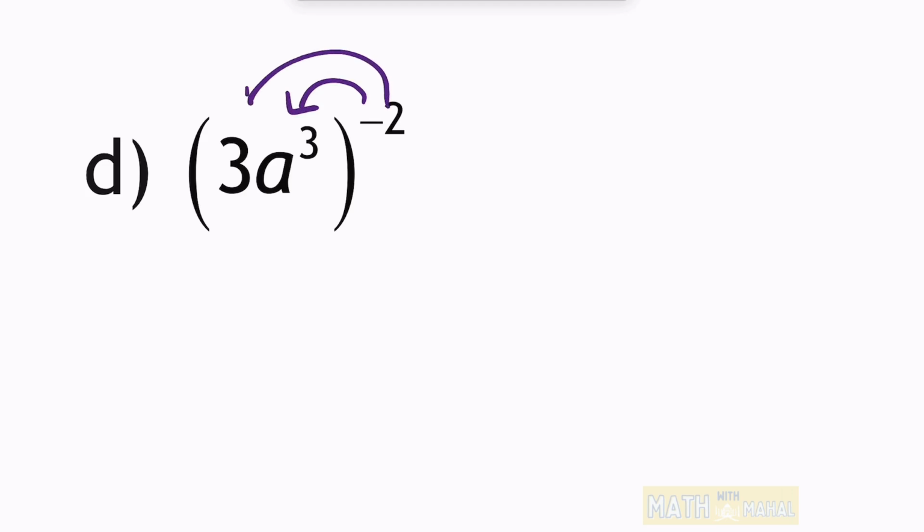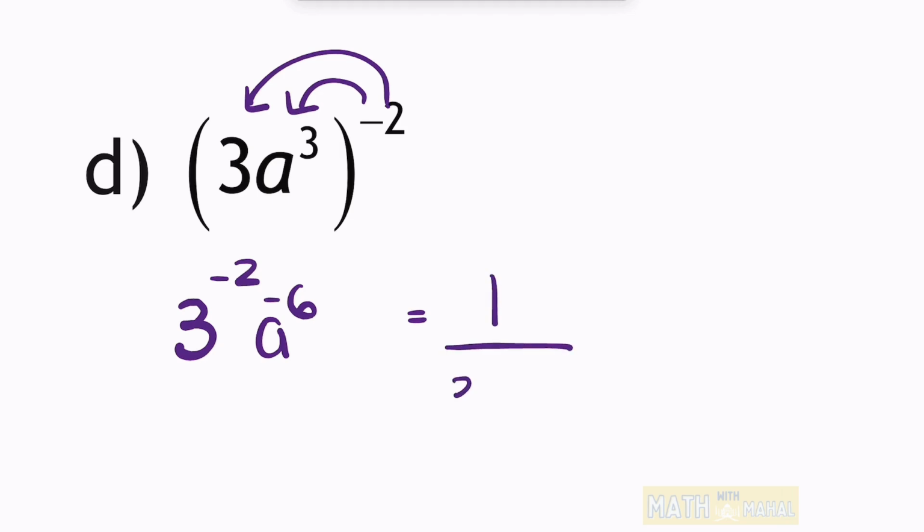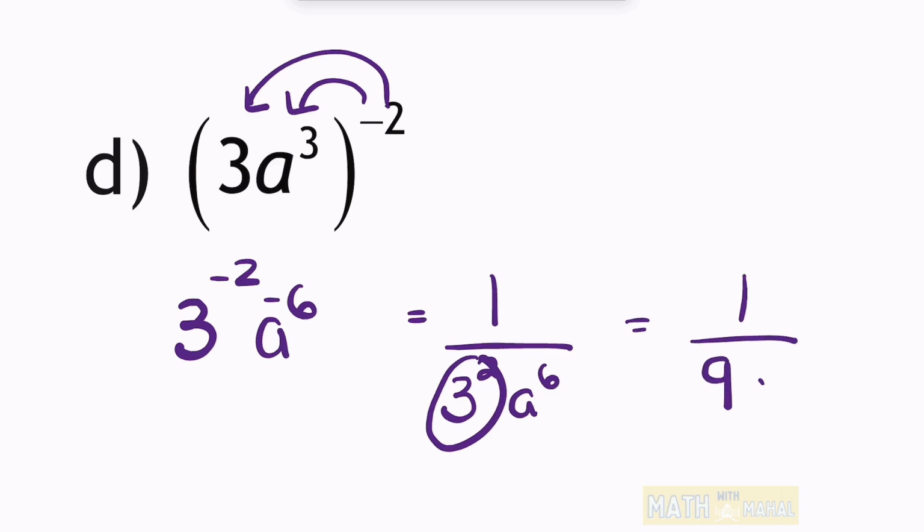Okay, with D, let's go ahead and distribute that. That gives me 3 to the power of negative 2, a to the power of 6, negative 6. Again, we don't want any negative exponents, so that's 3 to the power of negative 2, 3 to the power of 2, a to the power of 6. And then this we can actually go ahead and evaluate. That gets me 1 over 9 and a to the power of 6.